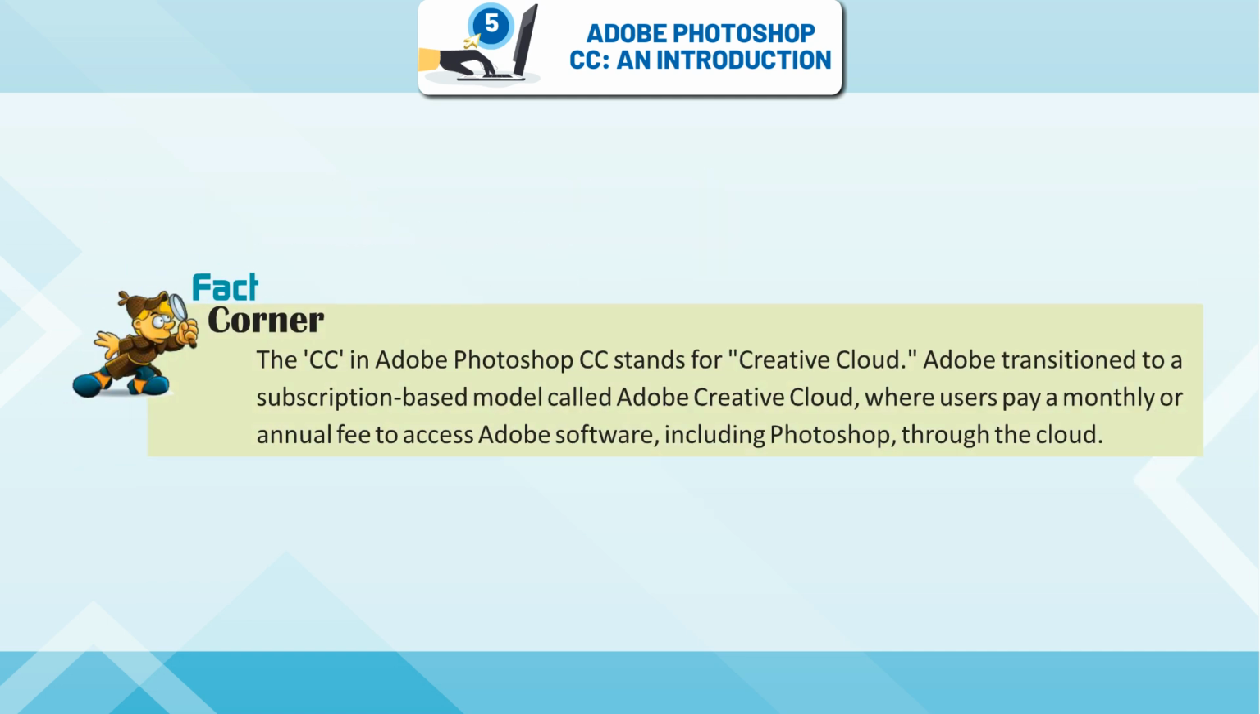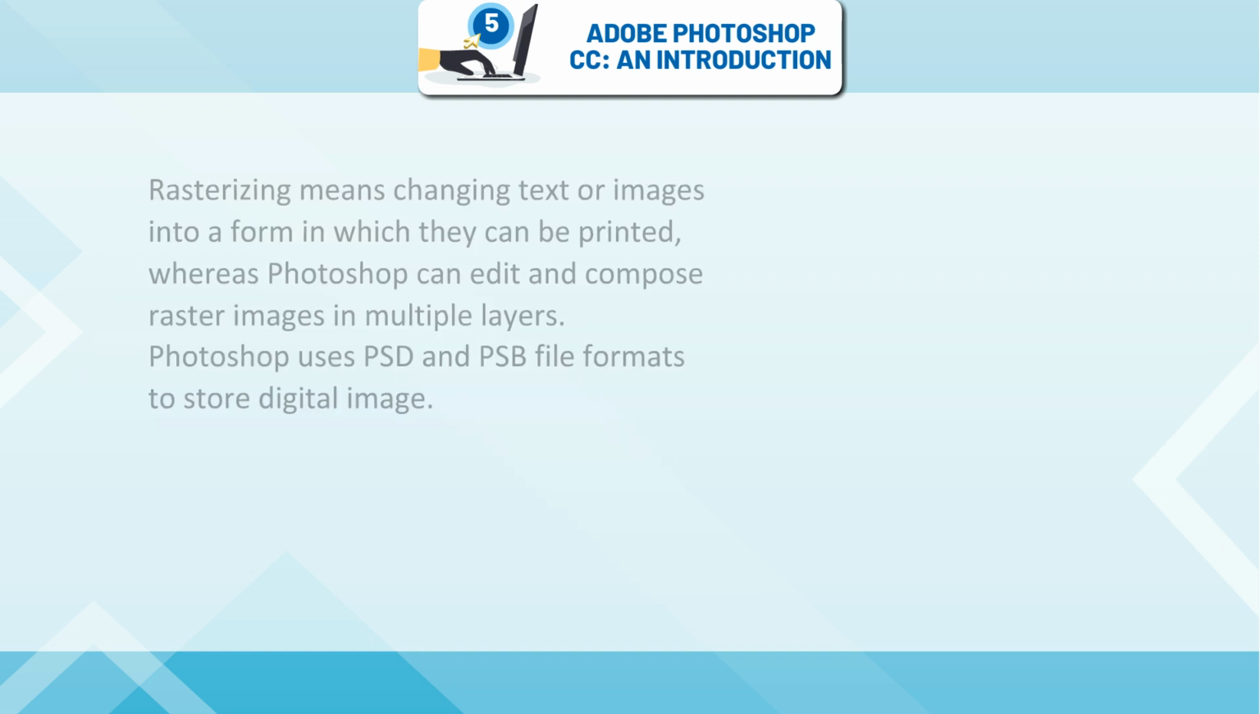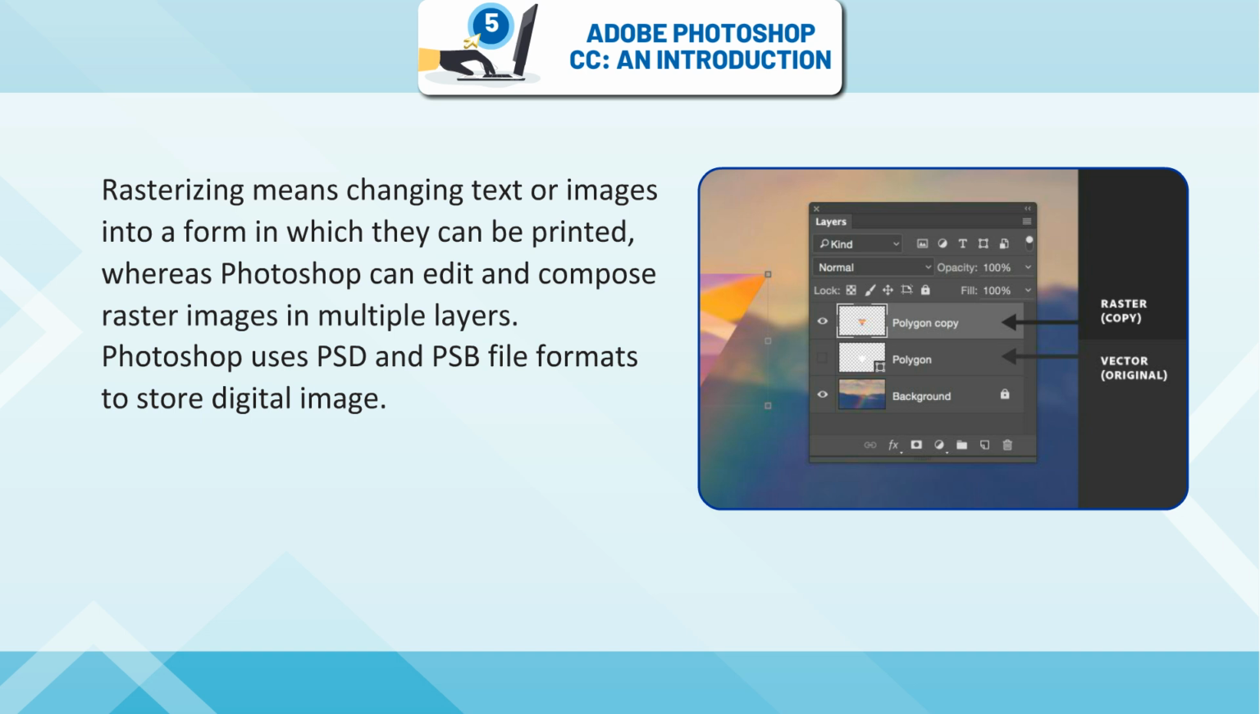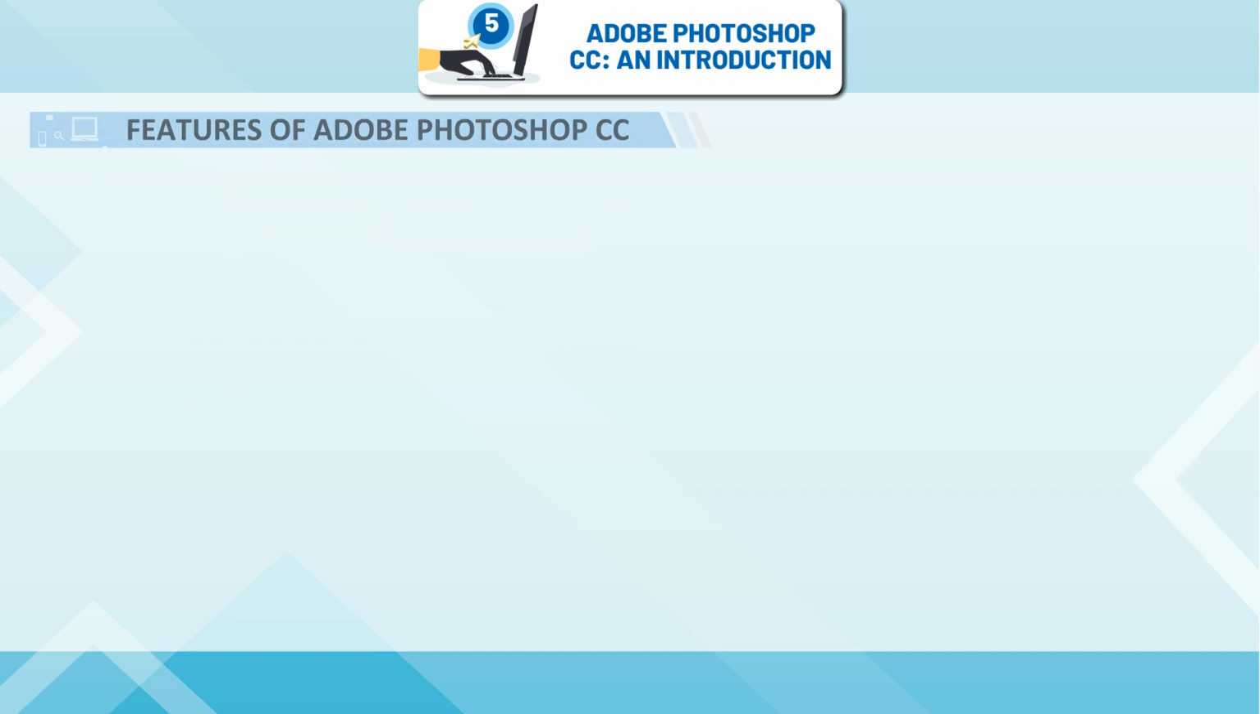Fact Corner: The CC in Adobe Photoshop CC stands for Creative Cloud. Adobe transitioned to a subscription-based model called Adobe Creative Cloud, where users pay a monthly or annual fee to access Adobe software, including Photoshop, through the cloud. Rasterizing means changing text or images into a form in which they can be printed, whereas Photoshop can edit and compose raster images in multiple layers. Photoshop uses PSD and PSB file formats to store digital images.